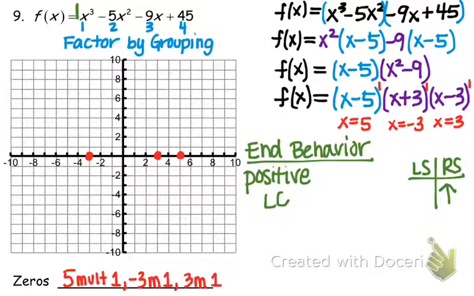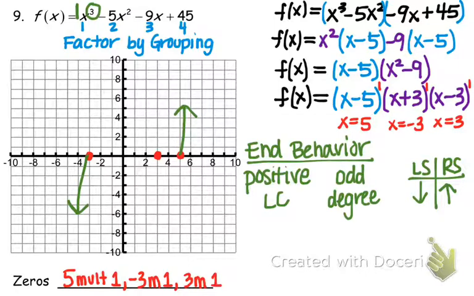Now to determine the left side, we need to know whether this is an odd degree or an even degree polynomial. And since this polynomial is to the third power, that is our highest degree, so it's an odd degree, that means that our right side and left side will be opposites. So if our right side is going up, then the left side is going down. So let's draw in the end behavior on our graph.